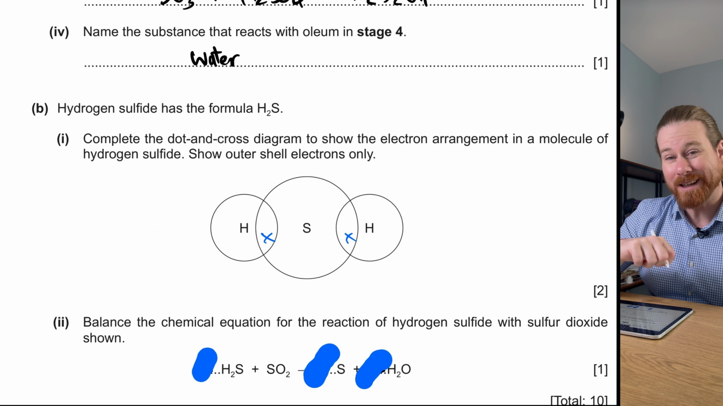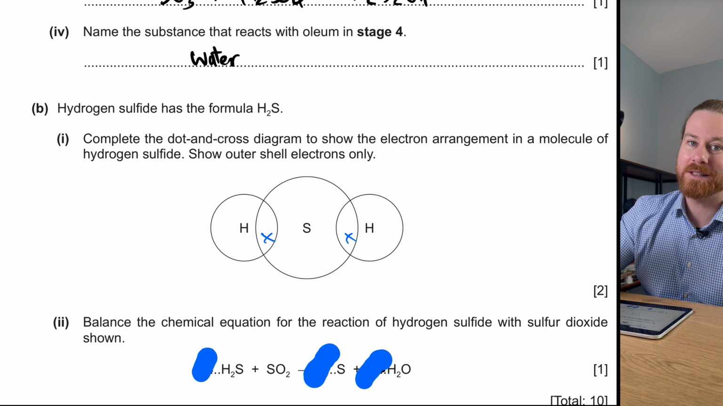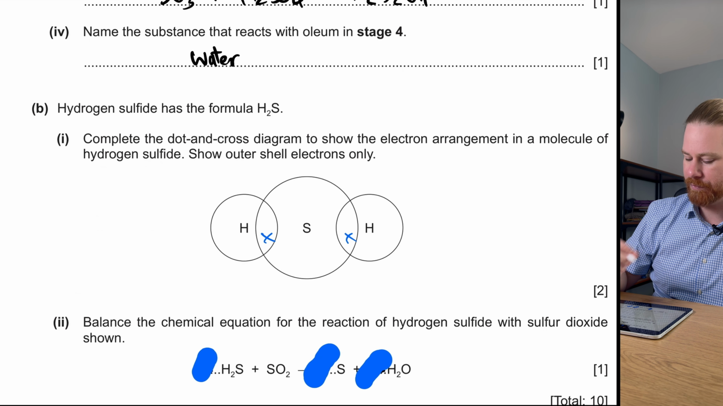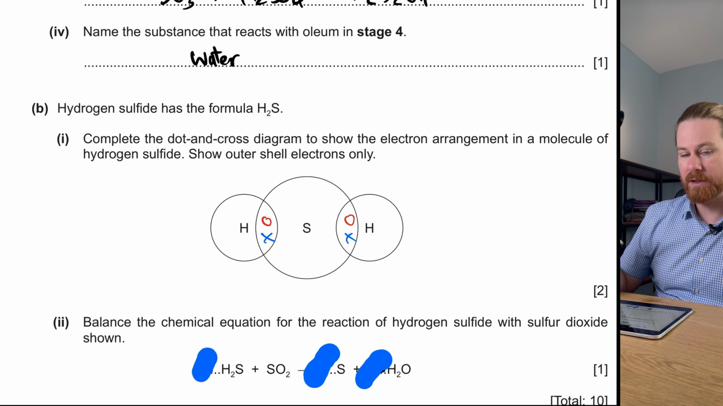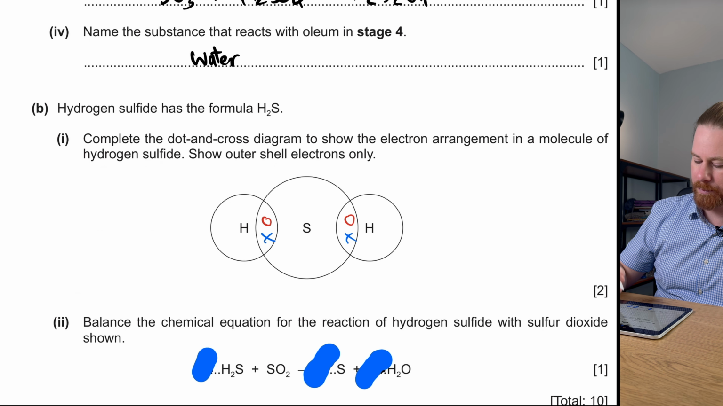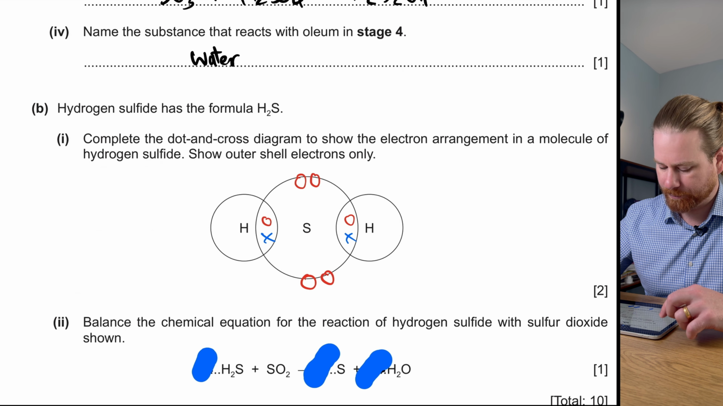Sulfur is in group 6, so it needs 2 more electrons. For however many electrons it needs, that's how many electrons it's going to share. So we'll put 2 over here. We've got a total of 6, so we've got 1, 2, 3, 4, 5, and 6. Okay, there we go, nice and easy.